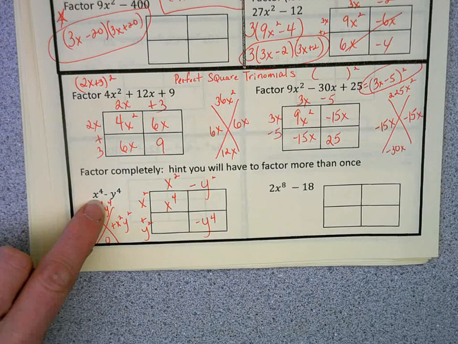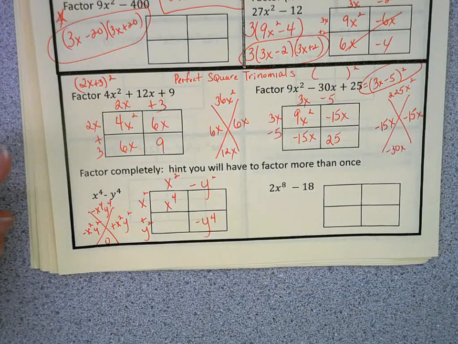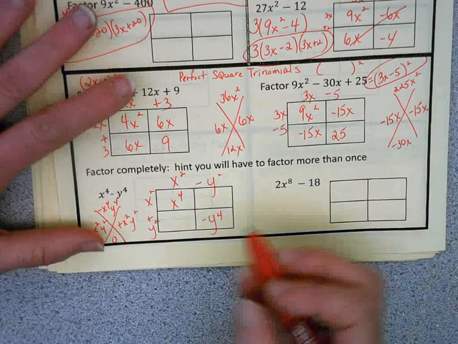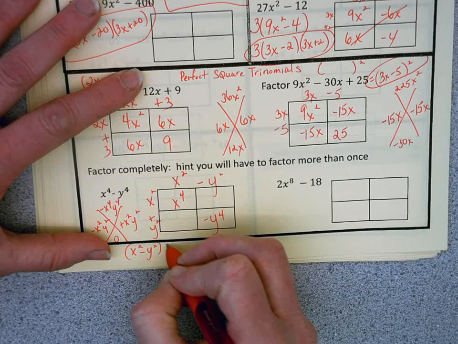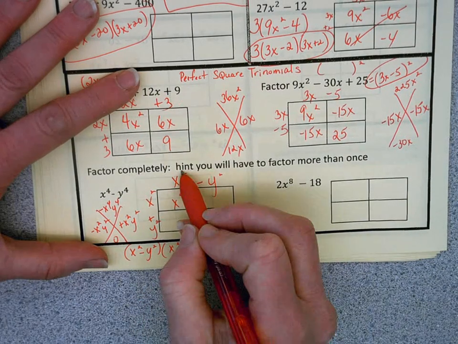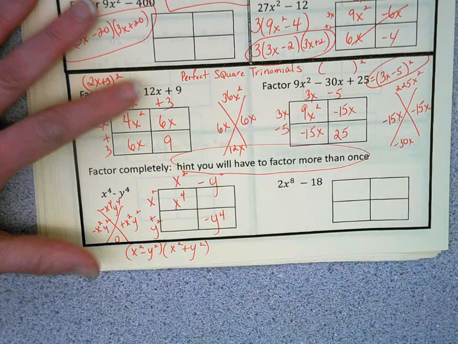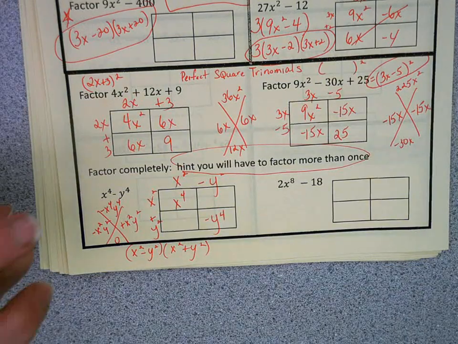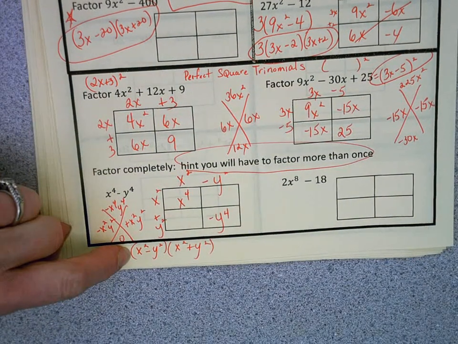If you think about last chapter, the square root of x to the fourth, I can get two pairs of x's to come out. The square root of y to the fourth, I can get two pairs of y's to come out. So right now, I have x squared minus y squared, x squared plus y squared. Okay, hint, you might have to factor more than once. Do you recognize that one of these is still a difference of two squares? Yes, the first one is a difference of two squares.